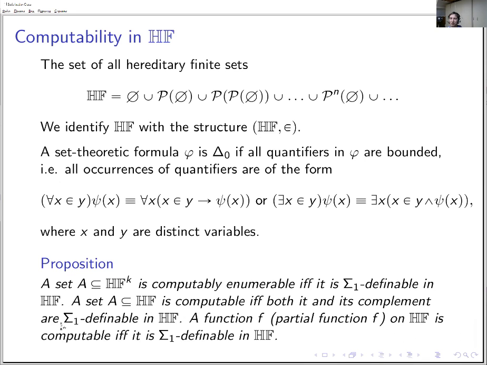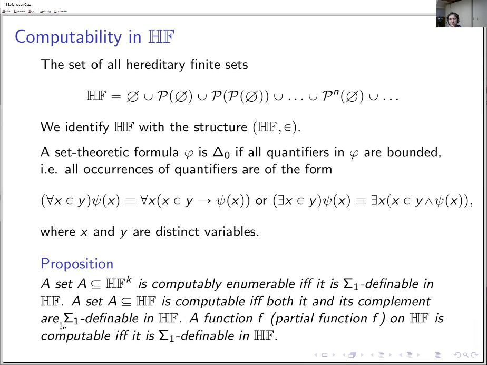So the empty set is hereditarily finite, then the power set of the empty set is a set of hereditarily finite sets, and so on. So basically, HF is the same as omega's level of the cumulative hierarchy. Of course, we could identify HF with this corresponding set theoretic structure, HF together with the membership predicate.